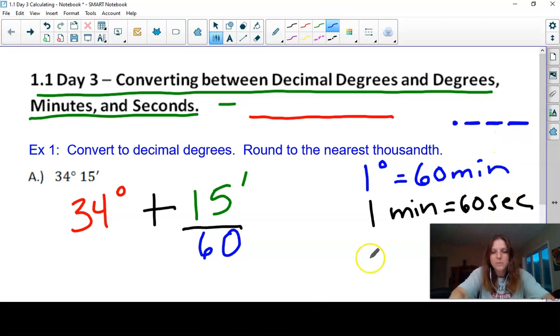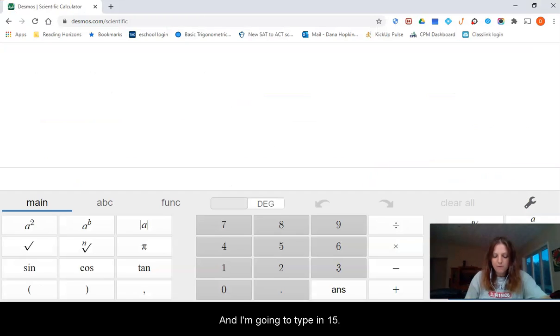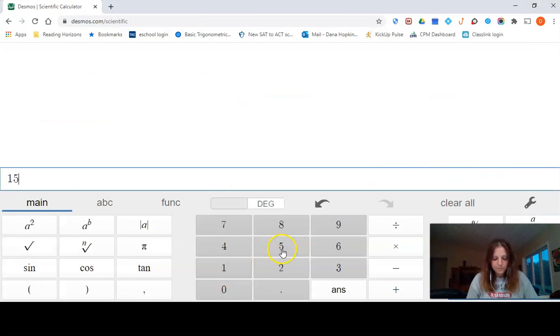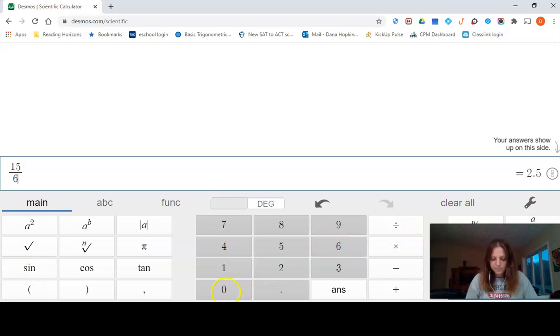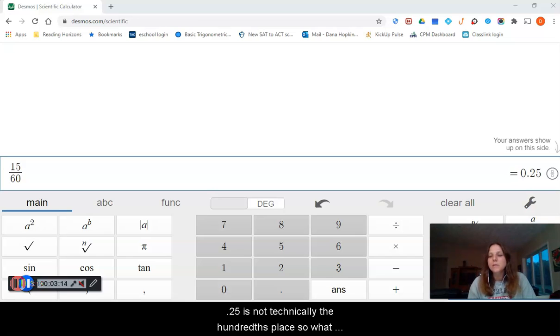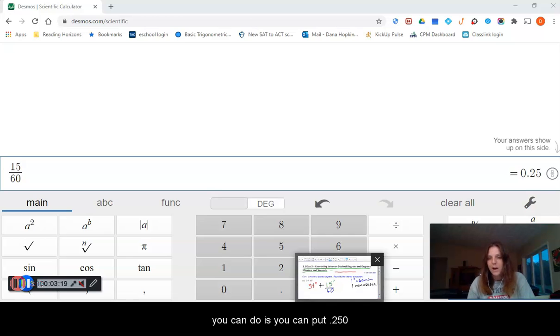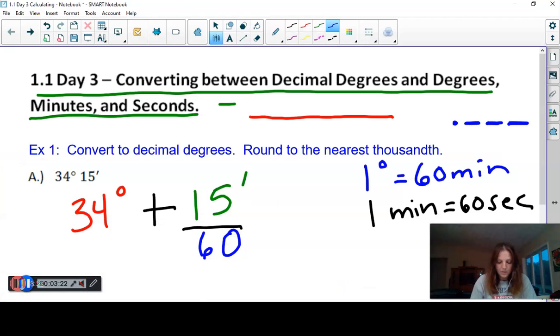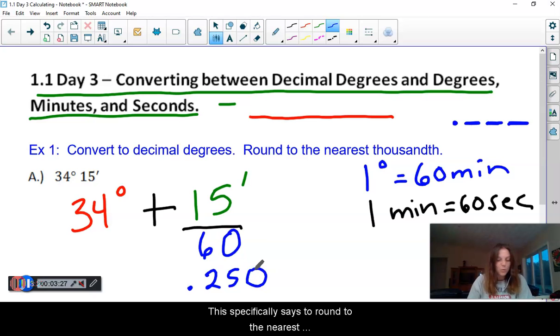I'm using Desmos, and I'm going to type in 15 divided by 60. And then I'm going to hit enter over here. Okay, so I'm hitting enter, and you can see that my decimal is 0.25. So 0.25 is not technically the thousandths place. So what you can do is you can put 0.250. This specifically says to round to the nearest thousandth, so you could put 0.250.